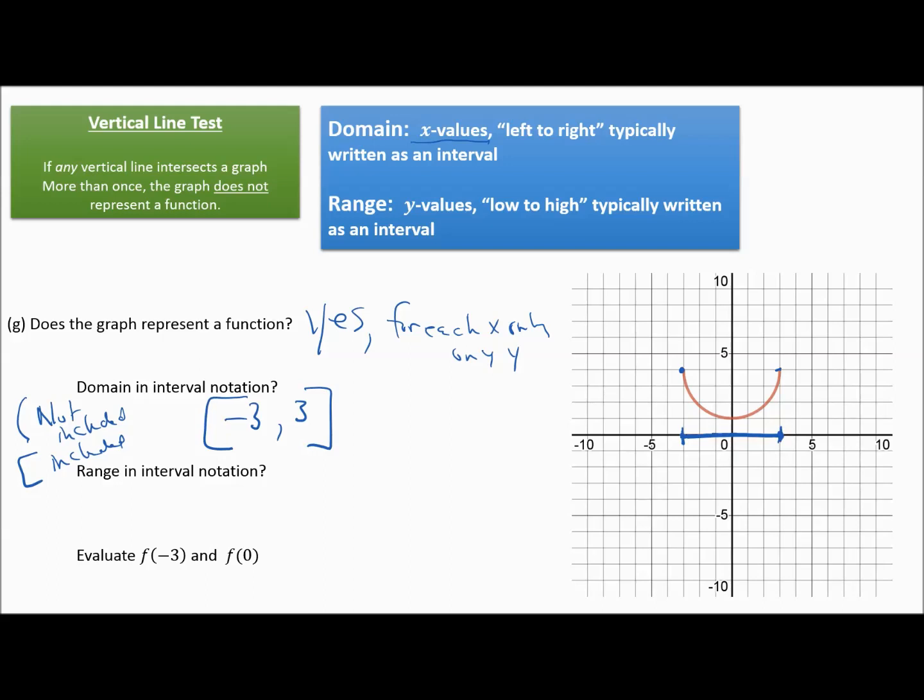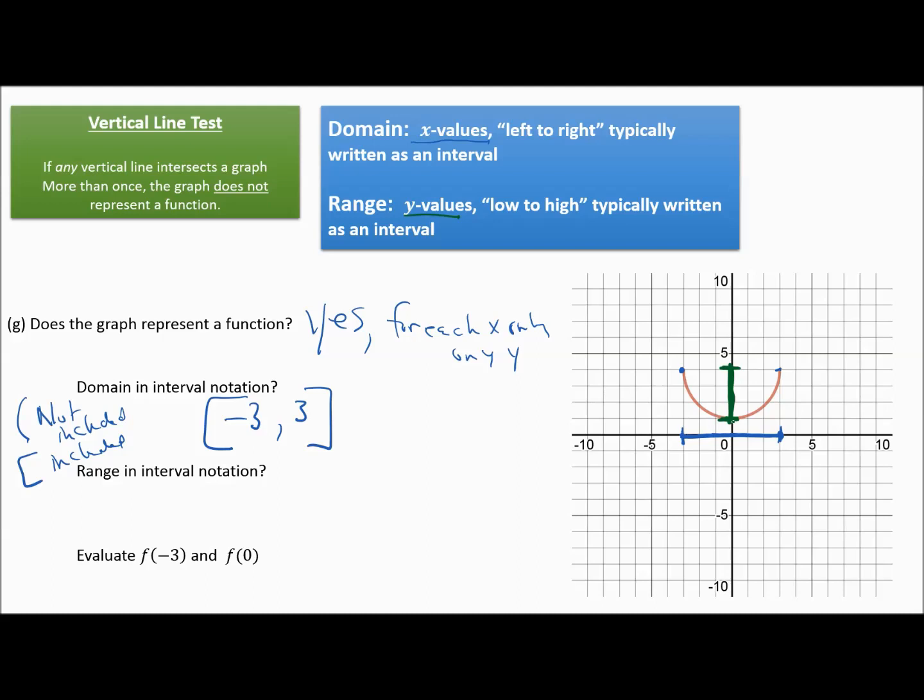Now range. Right up here it says range is y values. Okay, so that's important. And it's low to high. Instead of left to right, we go low to high, and it's typically written as an interval if you're talking about every number between some number and another number. Now, what's the lowest value on this graph? It's right here. What's the highest value on this graph? It's right here. And if I write that right on top of my y-axis, that's my range right there.